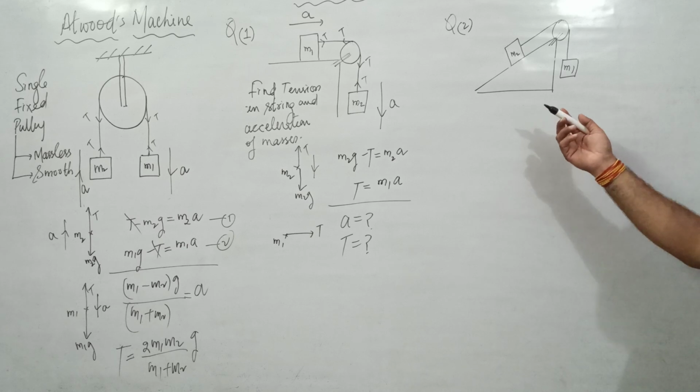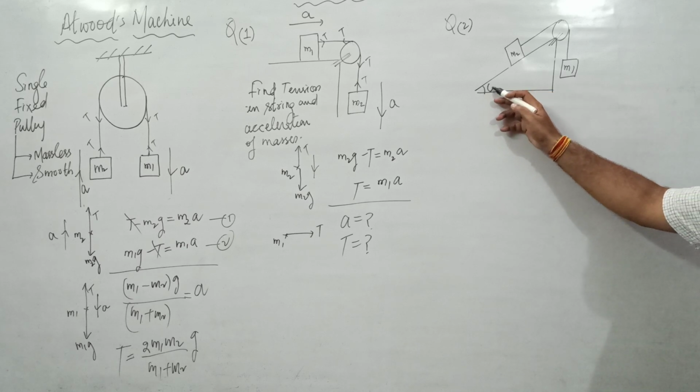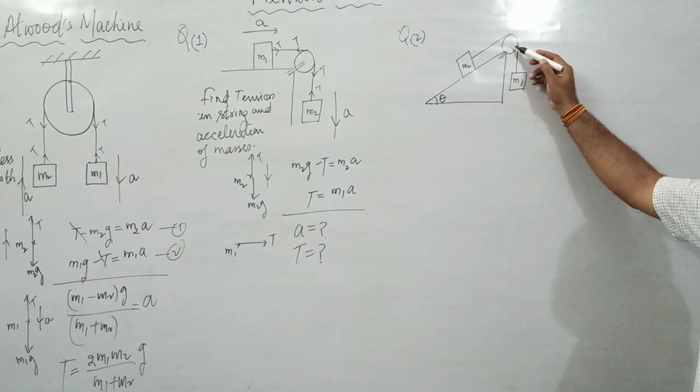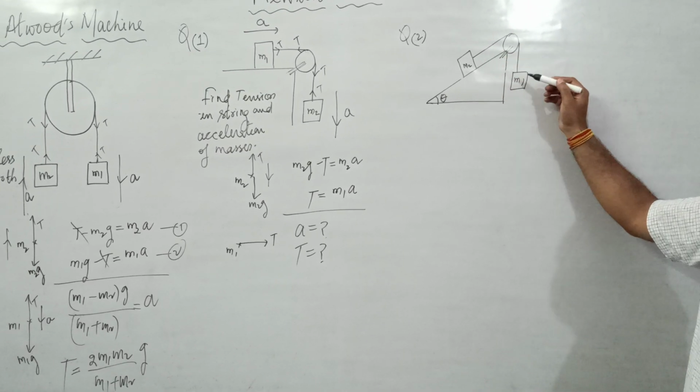Well, in this numerical, there is an inclined plane whose angle of inclination is theta. A mass is lying over this inclined plane. This is a pulley. The string passes over the pulley. The masses are attached as shown in the diagram.